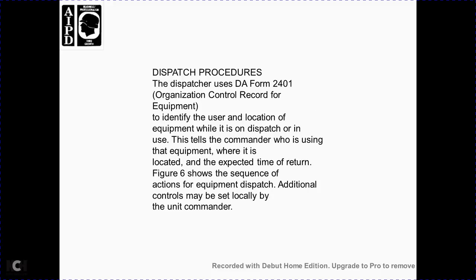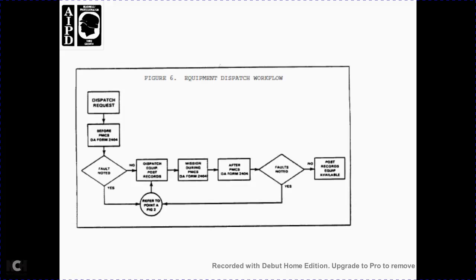Dispatch procedures: the dispatcher uses the DA Form 2401, organization control record of the equipment, that identifies the use and location of equipment. The dispatcher uses it to tell the commander when the equipment is located and expected at the time of the return. Figure 6 shows the sequence of the action of equipment dispatch. Additional controls may be set locally by the unit commander. Figure 6 shows the equipment dispatch workflow.